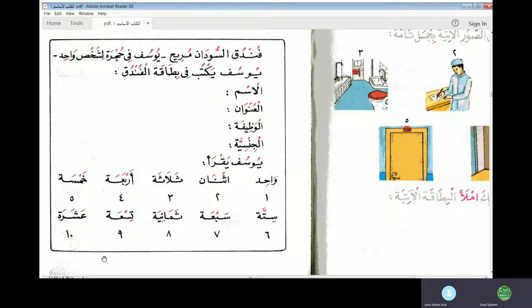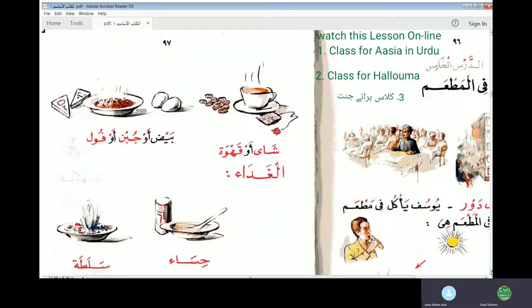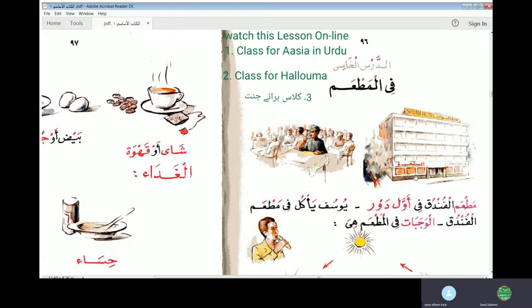Sita, Saba, Samaniya, Tisa, Ashra. What is the first and second? Wahidatun, Isnatani. Okay, only that is different. Other than that, 1 and 2 have different rules. It has everything different.